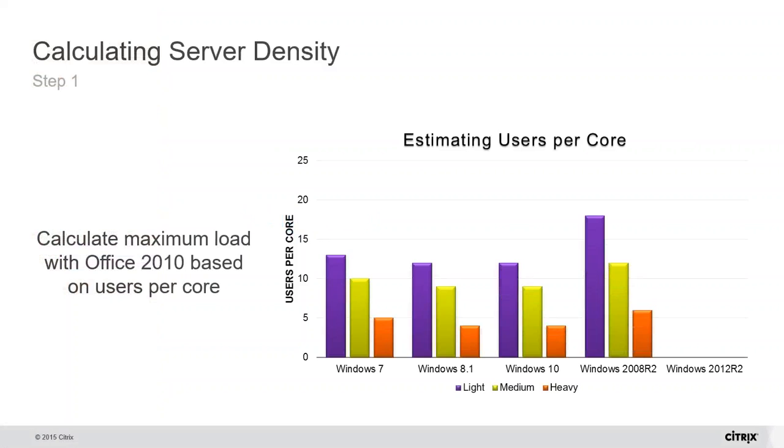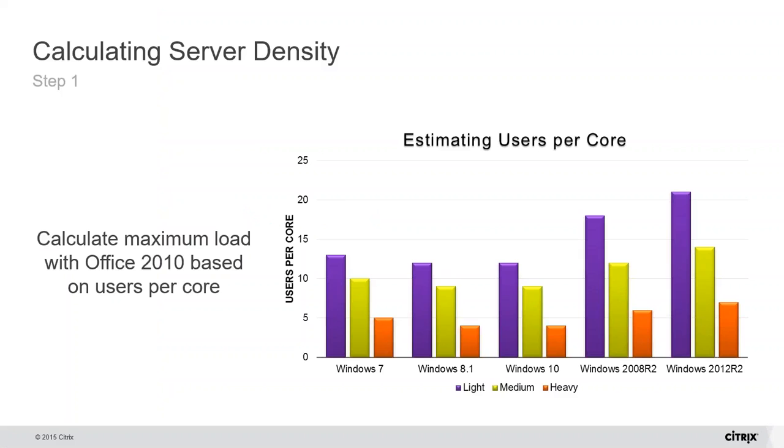How we typically do it is we have estimates for how many users per core, based on whether the user is going to be light, medium, or heavy, and the different operating system you're going to use. Of course, the heavier you get, the fewer users you're going to get on a server. So this is your base. This is going to be the best number you're going to get.